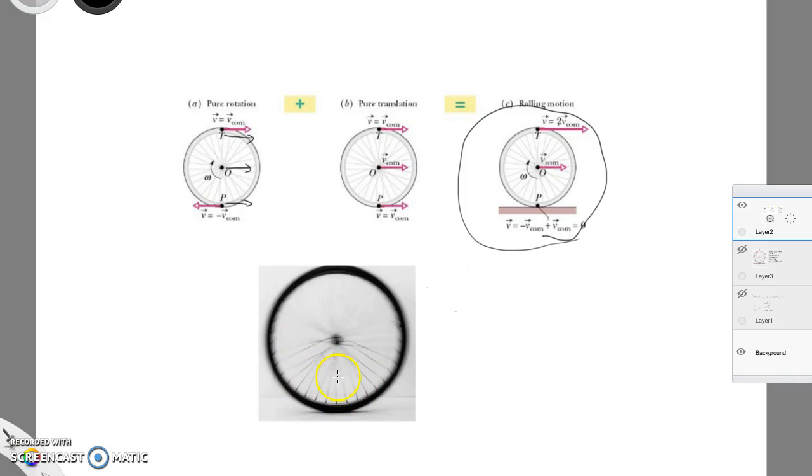And the key in this chapter is that the object's going to be rolling without slipping. Okay. If objects are slipping, then all the stuff that we are talking about doesn't really apply. And so to make sense of these things, we have to assume that they're not slipping.